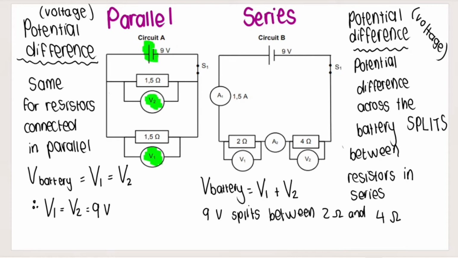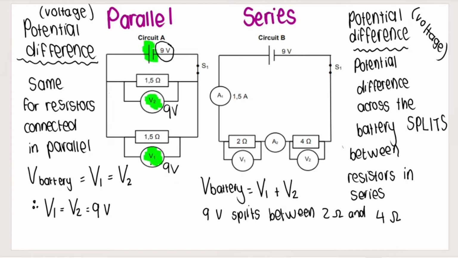Voltage or potential difference for resistors connected in parallel is the same. So if you look here, they give you the voltage for this circuit across the battery. It's 9 volts. If you look carefully, you'll see that for circuit A, there's no resistors connected in series. What that means is all of the 9 volts goes to the resistors in parallel. So V2 will read 9 volts, and V1 will read 9 volts.